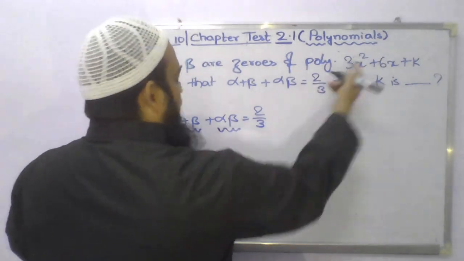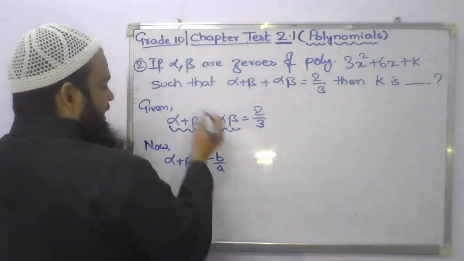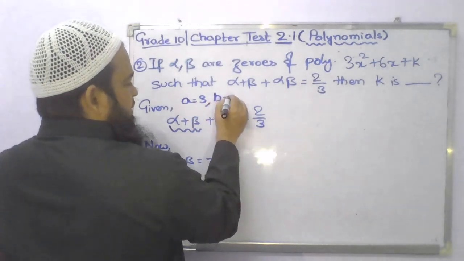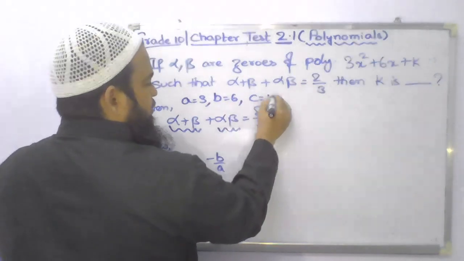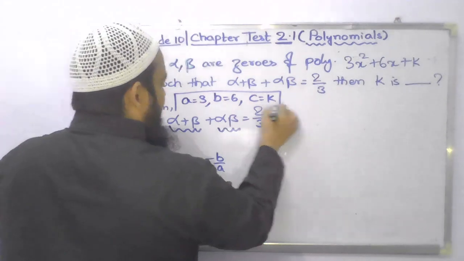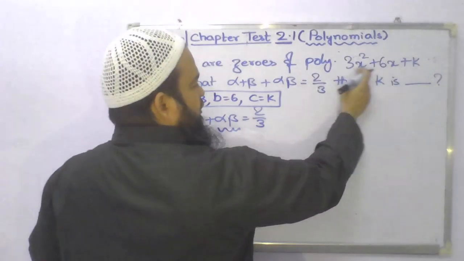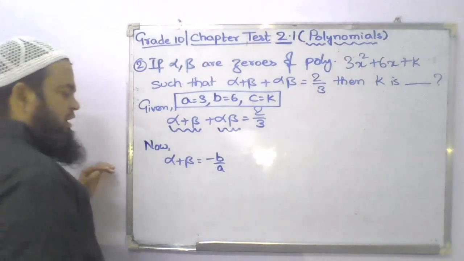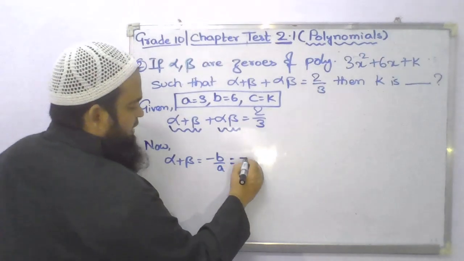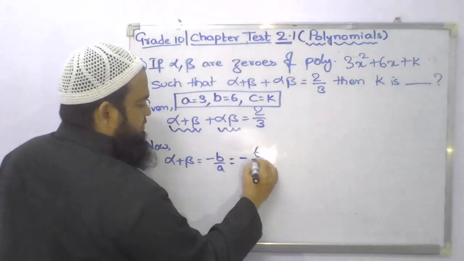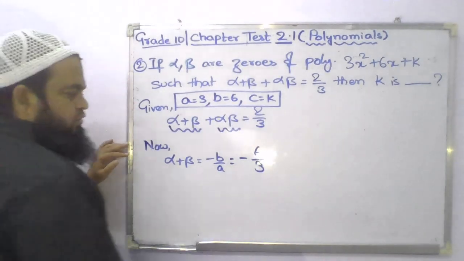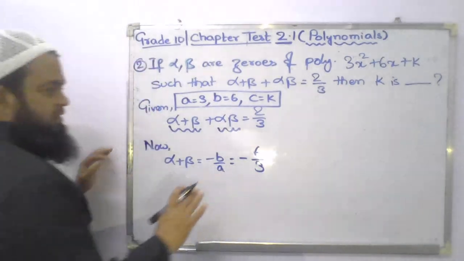So first, what is a here? A is equal to 3, b is equal to 6, and c is equal to k, right? A is the coefficient of x square, b is the coefficient of x, and c is the constant. Now that is equal to minus, what is b, 6, by, what is a, 3. Understood? So 6 by 3. You keep it like this.